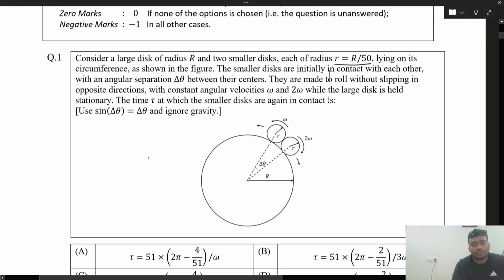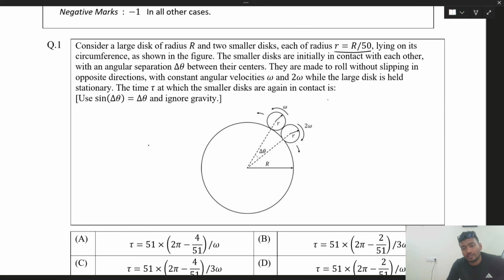Let's start with question number 1. You have a larger disk of radius r, and the smaller disk has radius r by 50. They are in contact. Now they are having pure rolling.